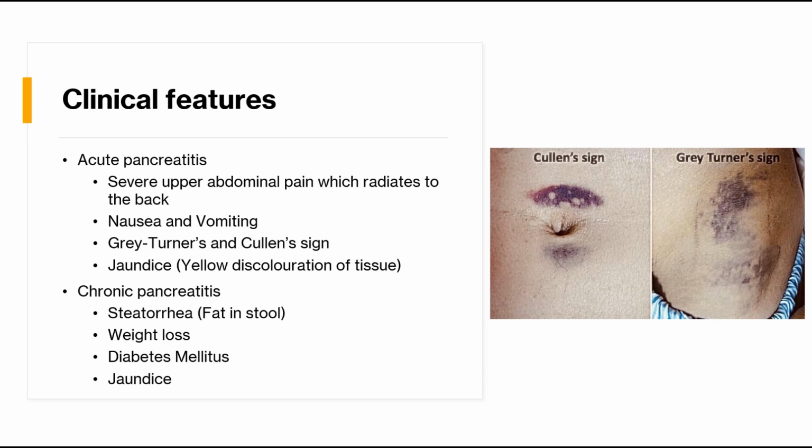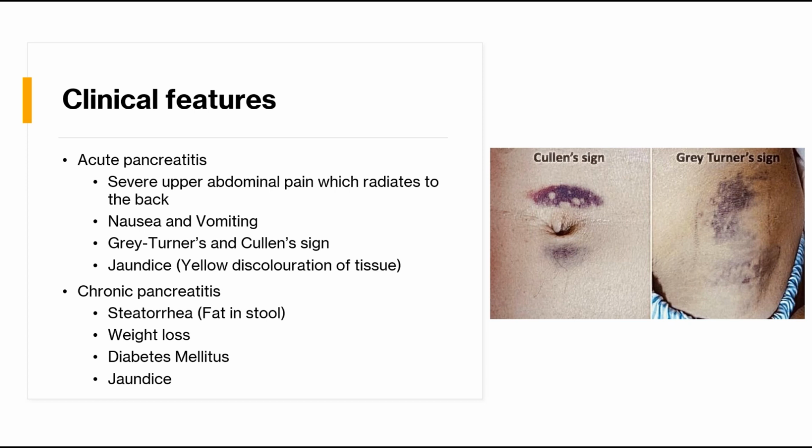Chronic pancreatitis can manifest as weight loss, jaundice, steatorrhea or fatty stool, and diabetes mellitus. Steatorrhea is caused because pancreatitis can reduce the ability of the pancreas to produce lipase, which helps with the breakdown of fats. So, fats remain undigested and unabsorbed, which leads to their presence in the stool.